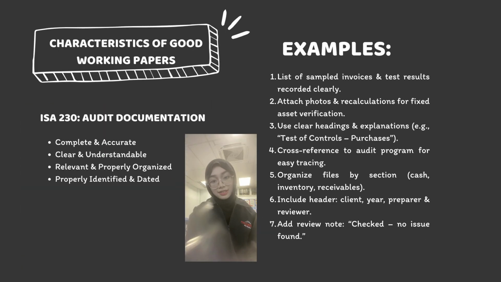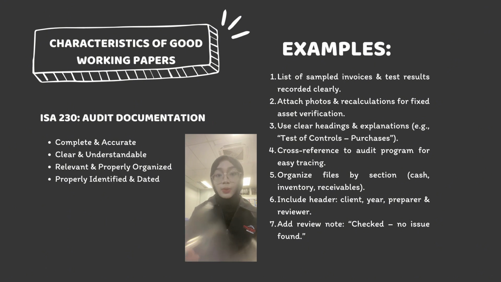According to International Standard on Auditing ISA 230, audit documentation, or working papers, are audit records that provide evidence supporting the auditor's opinion and report. To meet ISA 230 requirements, good working papers should have the following characteristics. Number one is complete and accurate. Working papers must contain all necessary information to support the audit conclusion. Every procedure performed and evidence obtained should be properly documented.